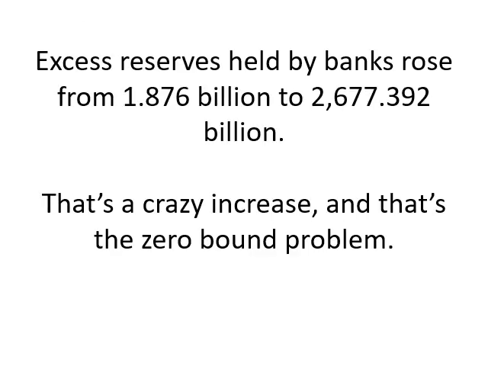Now let's look at excess reserves held by banks. Remember what excess reserves are? Excess reserves are the amount of money in bank vaults or in deposit at the Fed above and beyond what the banks have to legally hold. Excess reserves rose from 1.876 billion to 2,677 billion. That's not a typo on my part. It went from less than 2 to 2,600. That's a crazy increase, and that's a zero bound problem.